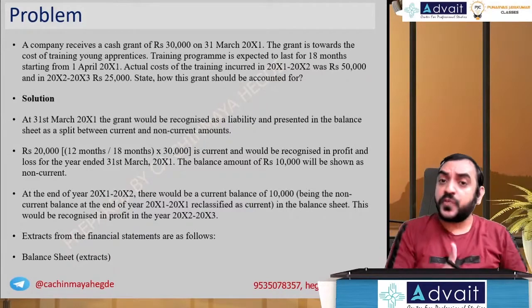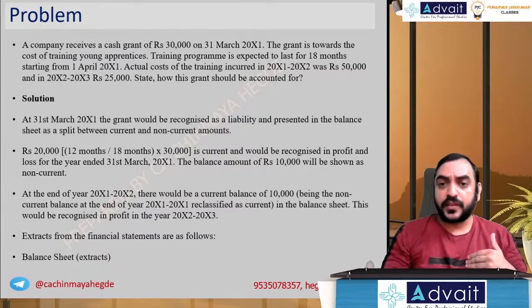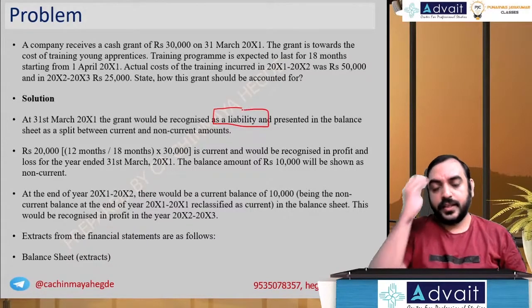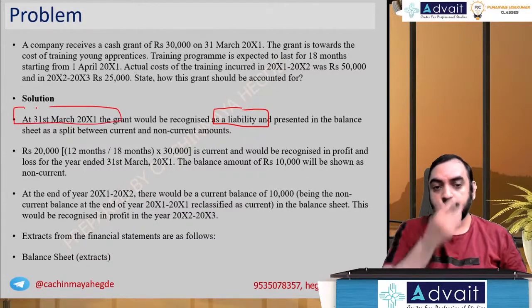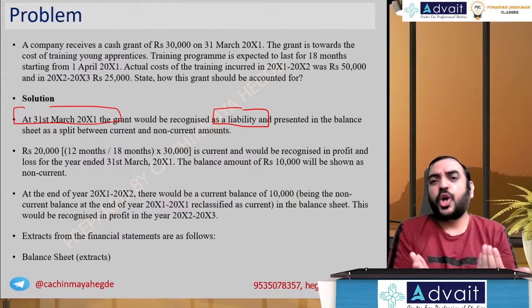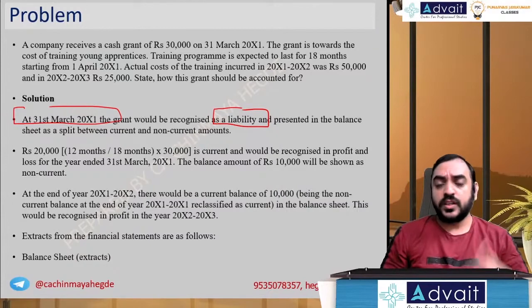Okay, you received it on 31st of March 2001, but the benefit is expected over the next 18 months. So on the balance sheet, on that date, it will be recognized as a liability on 31st March 2001. And you will spread it across the periods, because based on expense you will not know the actual expense now itself. So you will spread it across based on the number of months.